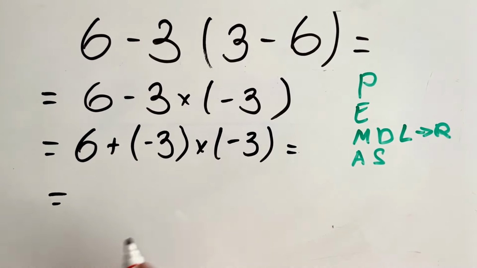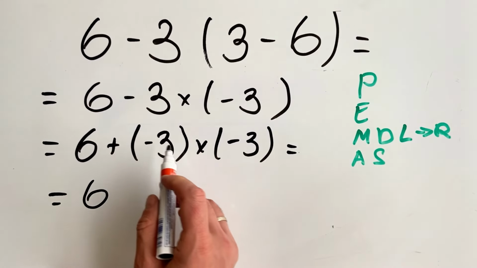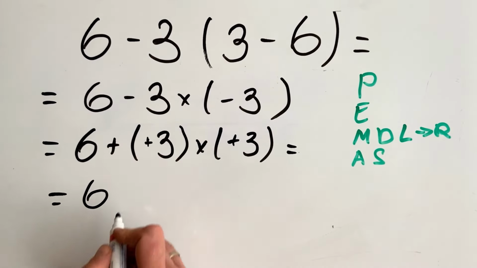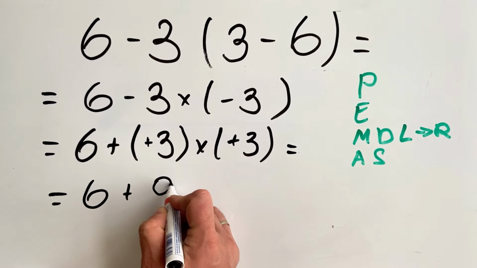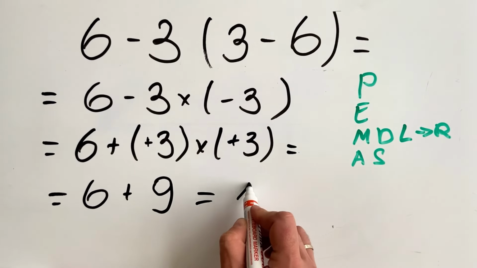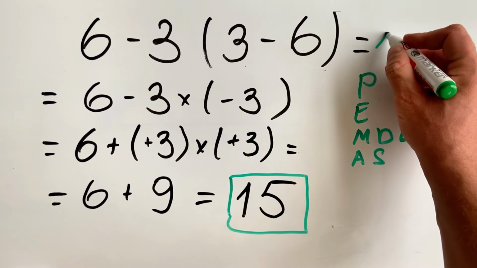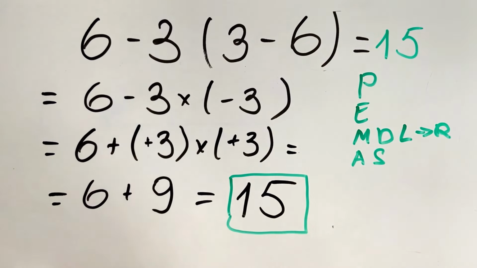In this way, we're not tricked by the signs. And what we get is 6. We have minus 3 multiplied by minus 3. Negative becomes plus, and we get plus 9, and equals 15. And the correct answer is 15.